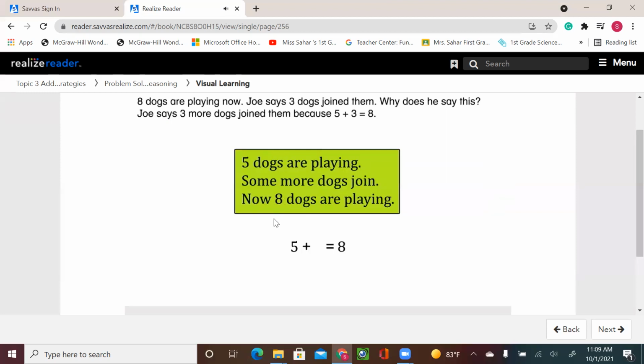8 dogs are playing now. Joe says 3 dogs joined them. Why does he say this? Joe says 3 more dogs joined them because 5 plus 3 equals 8.